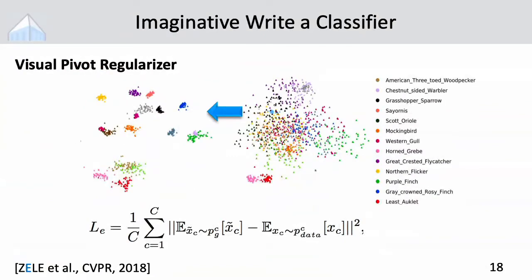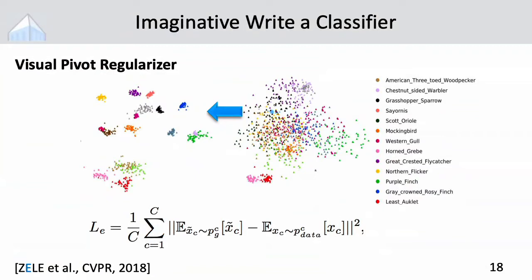What we did is we added a regularizer we call the visual pivot regularizer that helps us go from the picture on the right to the picture on the left, which makes these classes well separated from each other and more compact. And this happens by this regularizer. What it does is that it goes over every single class we use during training. Let's say we have 150 classes. We use 100 classes for training. So this summation is a summation over these 100 classes, and it computes the expectation of the features.